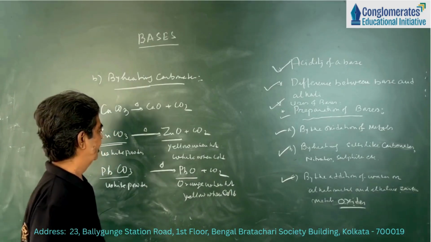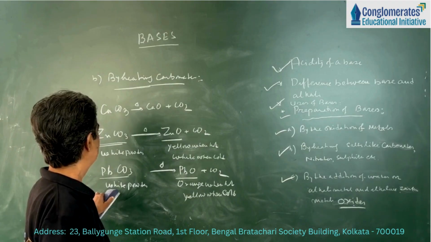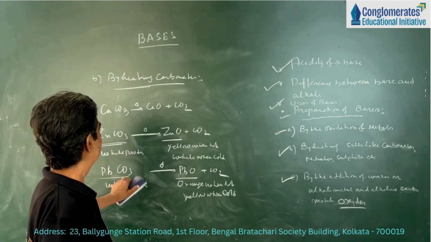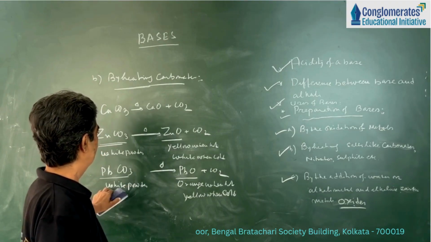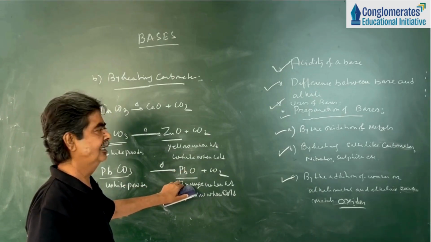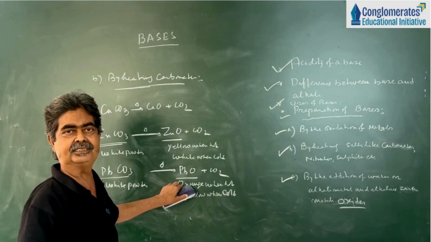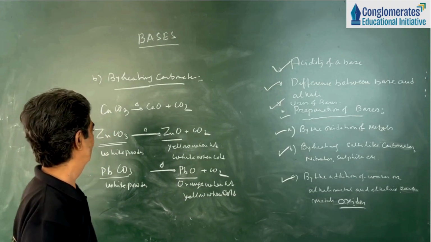Yellow when cold. Now in this case we find lead carbonate, like zinc carbonate, is a white powder, because carbonates are usually white powder, usually existing in an amorphous powder state. So lead carbonate is a white powder. They form lead oxide, which is a base, and carbon dioxide. Now, the characteristic of lead oxide is it is orange when hot and yellow when cold.